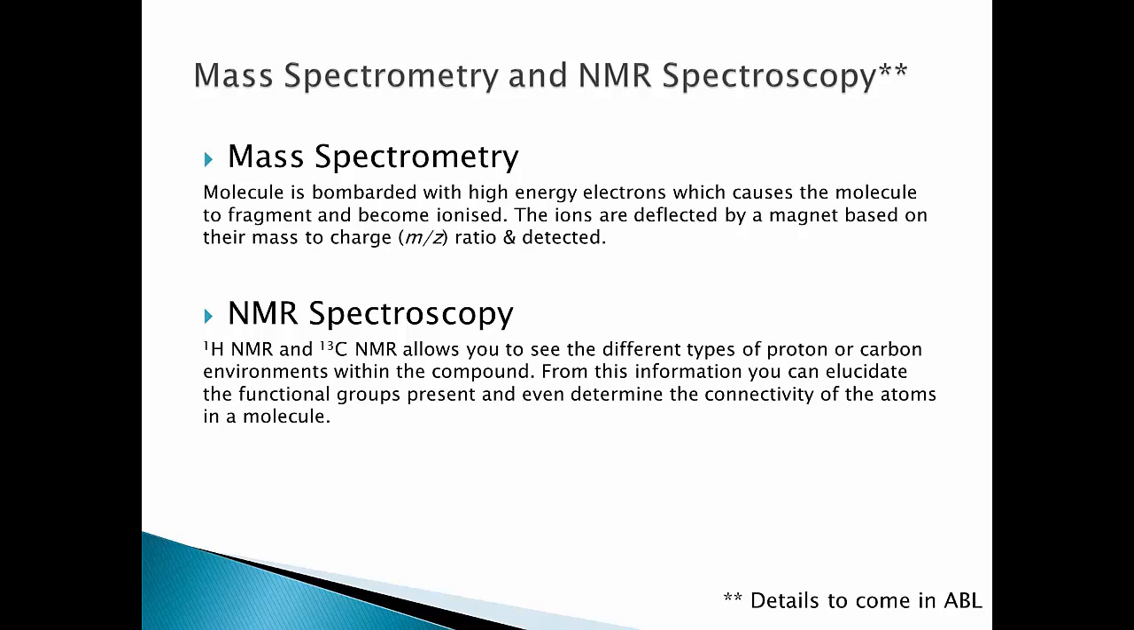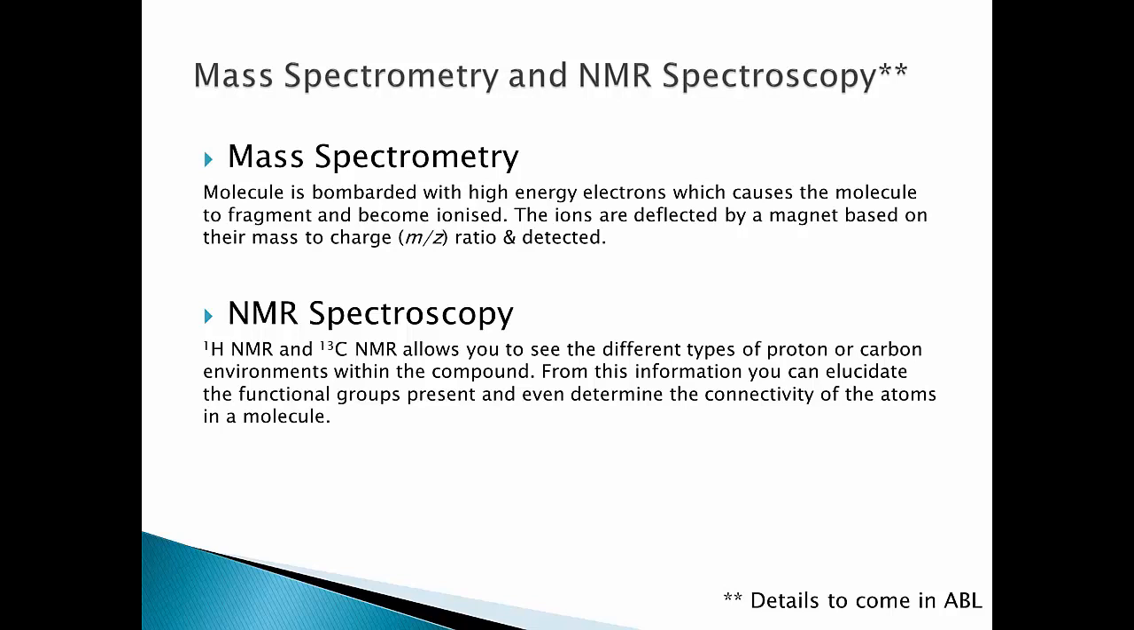Alright, and mass spec and NMR you'll do when you get to ABL. So mass spec is your mass to charge ratio. So pretty much we've got one upstairs. So you put a molecule in the mass spec instrument, and it charges the molecule and breaks it apart, and it will deflect within a magnetic environment based on the charge of the ions that are produced, and you can work out a mass to charge ratio.